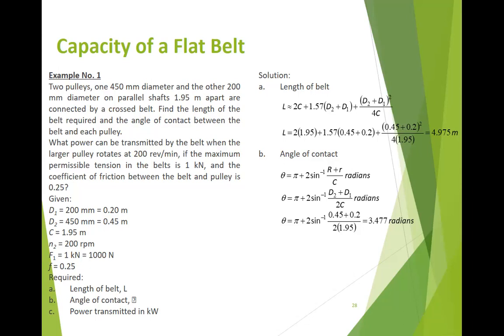Letter B, the angle of contact: theta is equal to pi plus 2 times arc sine of (D2 plus D1) over 2C, in radians. So there is still an arc sine. Substituting values, pi plus 2 times arc sine of (0.45 plus 0.2) over (2 times 1.95), is equal to 3.477 radians. Multiply by 180 over pi to get degrees.